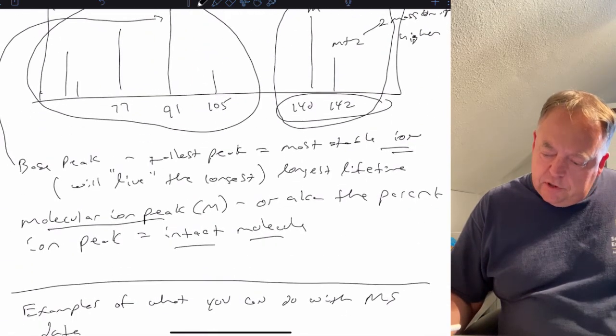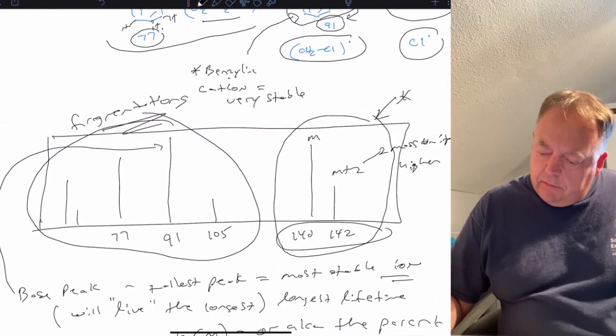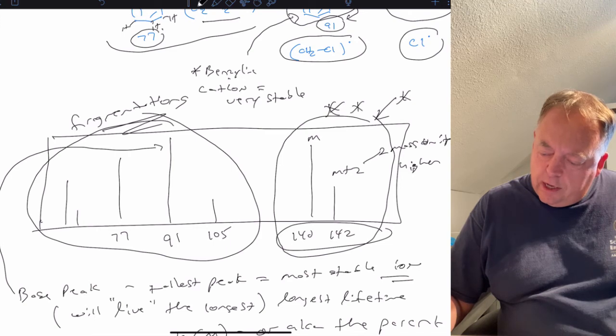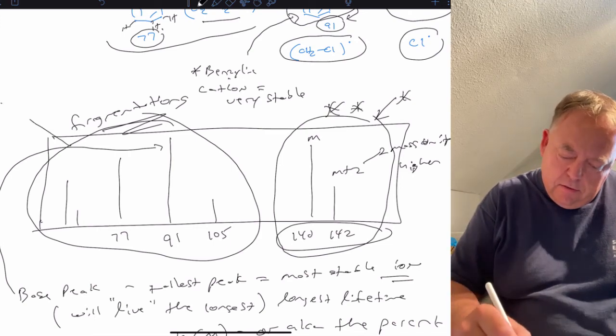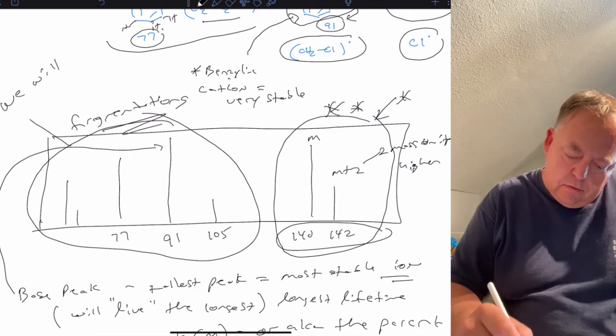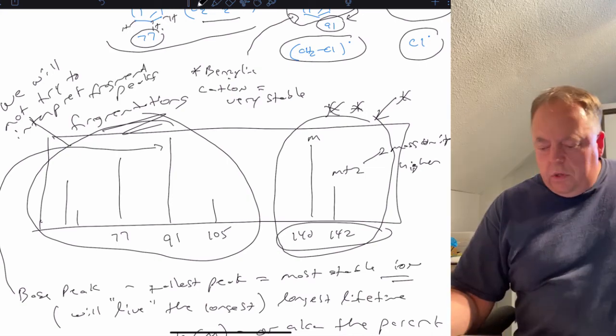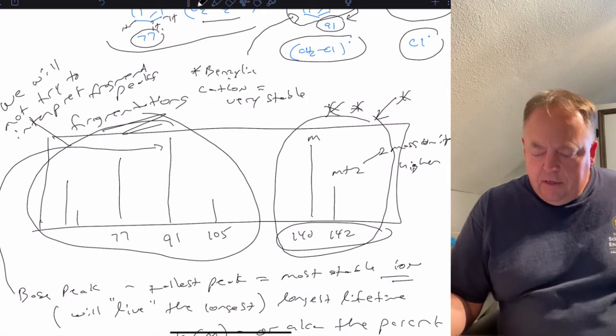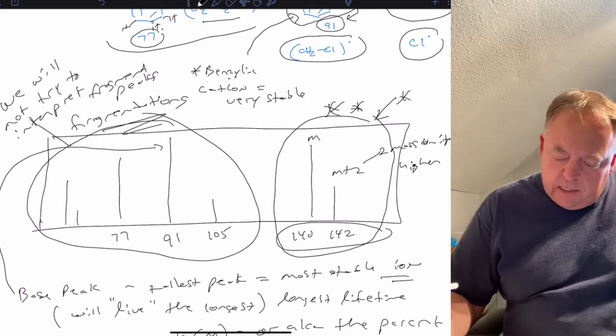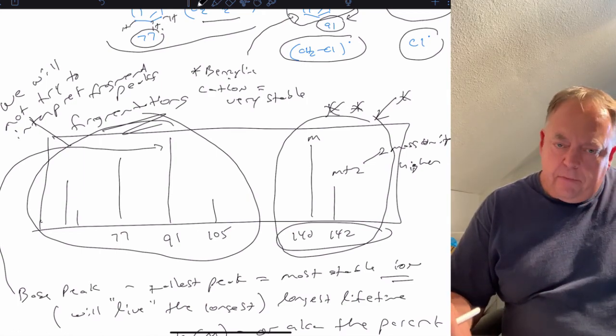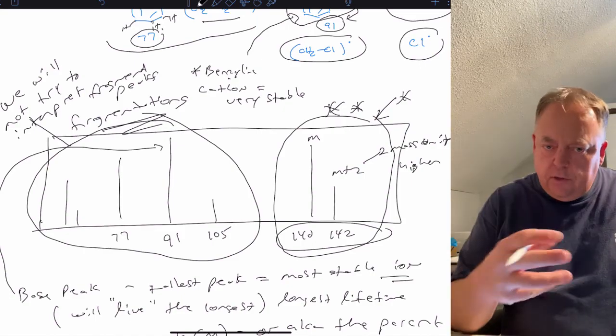So for our purposes, we're just going to mainly focus on the molecular ion peak, and we will not try to interpret fragment peaks. If you're really, really good at mass spectrometry, you can interpret the fragment peaks, and that will allow you to figure out what breaks off of your molecule.